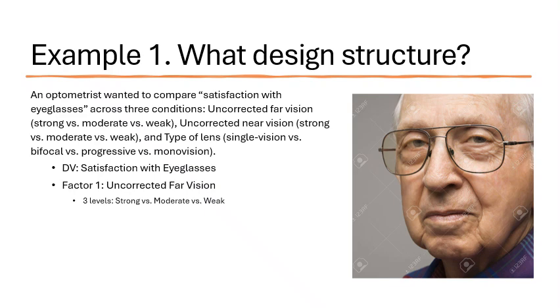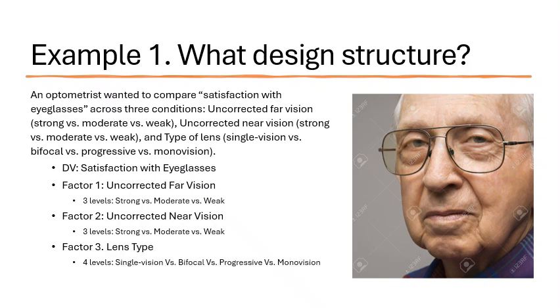Factor 1 is uncorrected far vision, and we have these 3 levels. Factor 2 is uncorrected near vision with 3 levels. Factor 3 is lens type with 4 levels: single vision, bifocal, progressive, and monovision. So what we have here is a 3-way, because of these 3 factors, 3 by 3 by 4 ANOVA, and that's because we have 3 conditions here, 3 conditions here, and 4 conditions here. So when you see these little 3 by 3 by 4, those are just referring to the levels within each factor. And if we multiply this together, we would find that we have 3 times 3, 9 times 4, 36 possible combinations here.